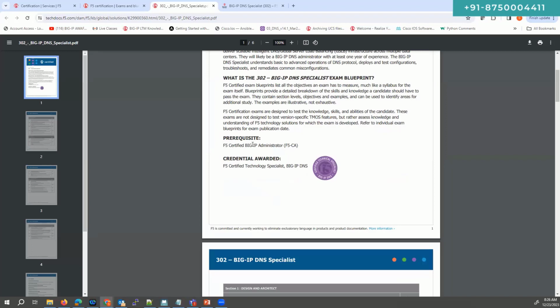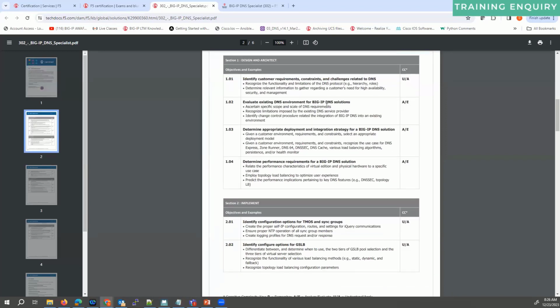But you can see that the prerequisite for it is the F5-CA, which is Certified Administrator, which means you must take 101 and 201 before taking 302. And these are the exam topics. So you should be knowing about the DNS, right? Like what is the hierarchy, like the root domain, and then there is a tree, right? That even I'm going to explain to you. So you need to know what the root domains are, who is managing them, right? And then we have some child domains and who is managing them, right?